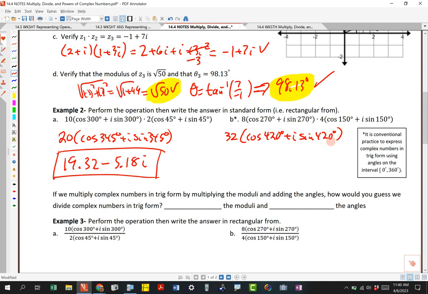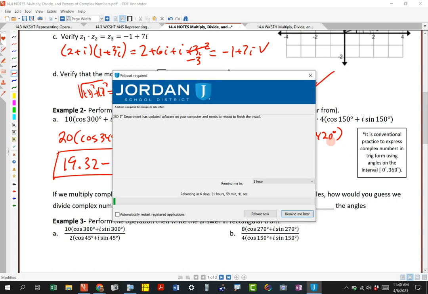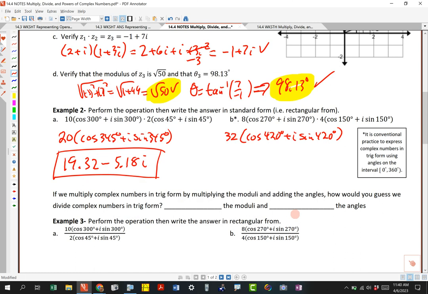Now, over here in this box, this is a convention. This is a perfectly good answer. This means we add these together, we get to 420 degrees. So we go around the circle, one full circle plus a little bit extra.